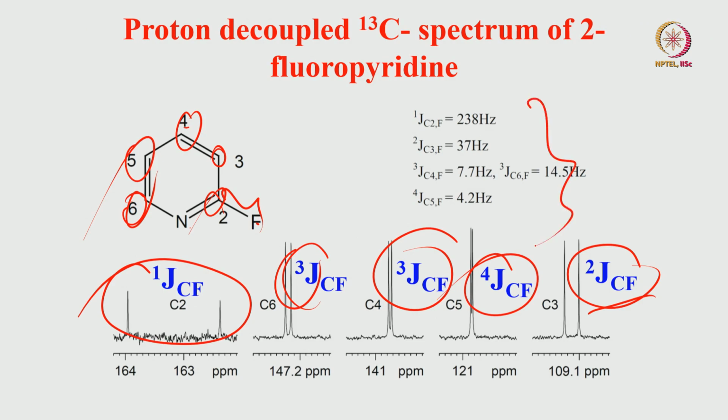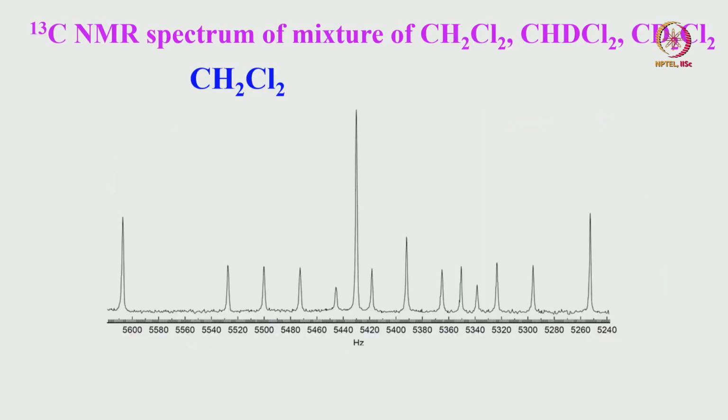You can see it: 1 bond coupling, 2 bond, 3 bond coupling, 4 and 5 bond couplings. As the number of consecutive bonds increases, interestingly the couplings are coming down. Systematically they are coming down. 1 bond is larger, then 2 bond, then 3 bond, then 4 bond.